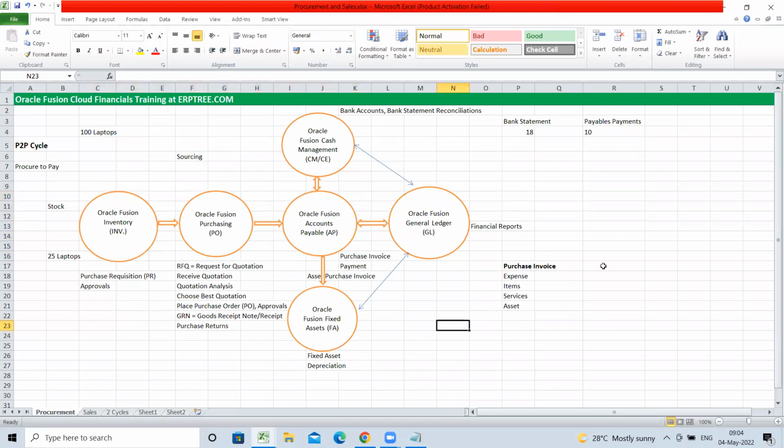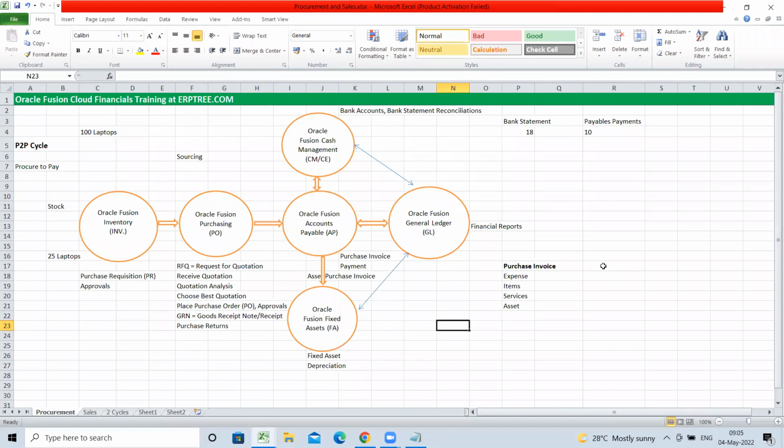So if somebody asks, could you please explain the P2P cycle? You have to follow this process only. Simply you can explain like this. In the P2P cycle, P2P stands for procure to pay cycle. The process can be initiated if there is any demand in the organization. So whatever the requirement we have, accordingly the inventory department has to see. I'm referring to the department name. We know the application name, but you don't need to refer to the application name. Always refer to the department name only.